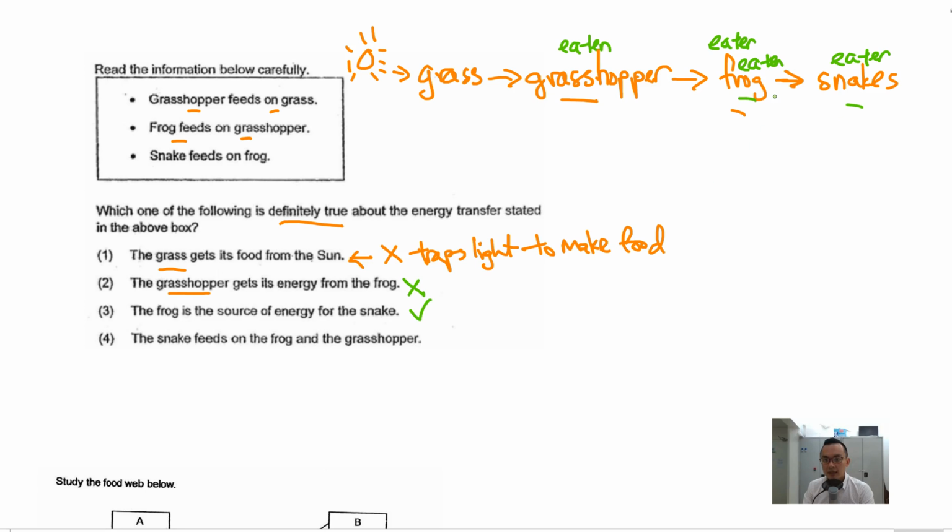Alright, so the snake eats the frog and gets energy from the frog. So the snake feeds on the frog and the grasshopper. Based on this food chain, that is incorrect because the snake only feeds on the frog. So the answer is number 3.